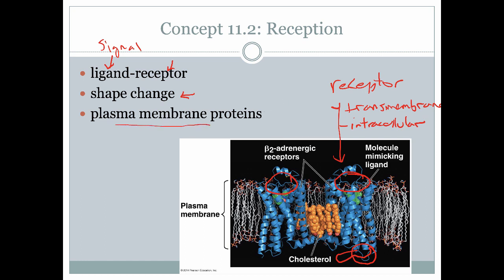And this is just what I was talking about before. Most of the receptors are going to be plasma membrane proteins, transmembrane proteins. Be aware that not all are. Some receptors are intracellular. They sit inside the cytosol and bind to signals there. So you may see some very specific examples of that, but the majority of receptors that involve cell signaling are plasma membrane proteins.